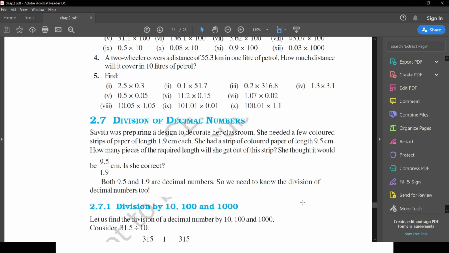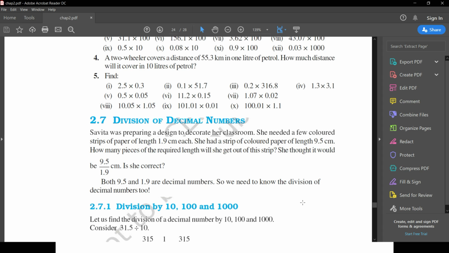Now division of decimal numbers. Suppose one activity situation is given. Savita was preparing a design to decorate her classroom. She needed a few colored strips of paper of length 1.9 cm each. She had a strip of colored paper of length 9.5 cm. How many pieces of the required length will she get out of the strip? She thought it would be 9.5 divided by 1.9 cm.